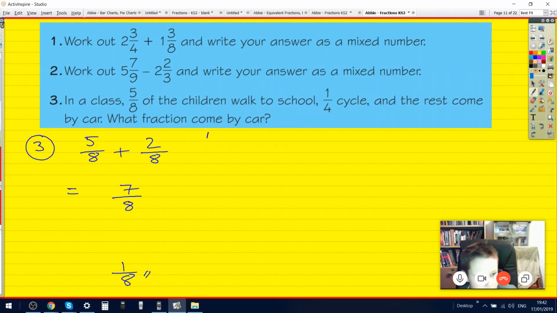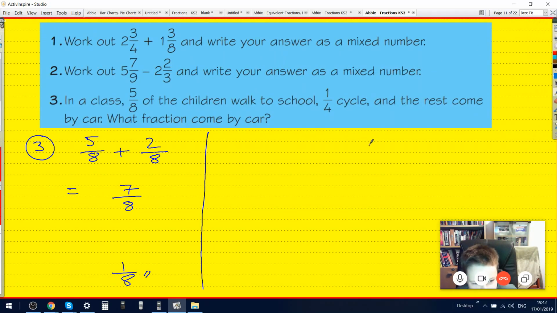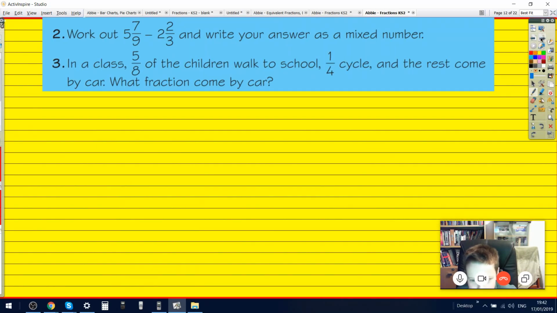So let's say the answer had been 3/5. What would be the rest of the class then? What fraction? So 3/5, 2/5. Yes, exactly. That's it. Okay. Just come by car. What fraction came by car? So that's the one we did.